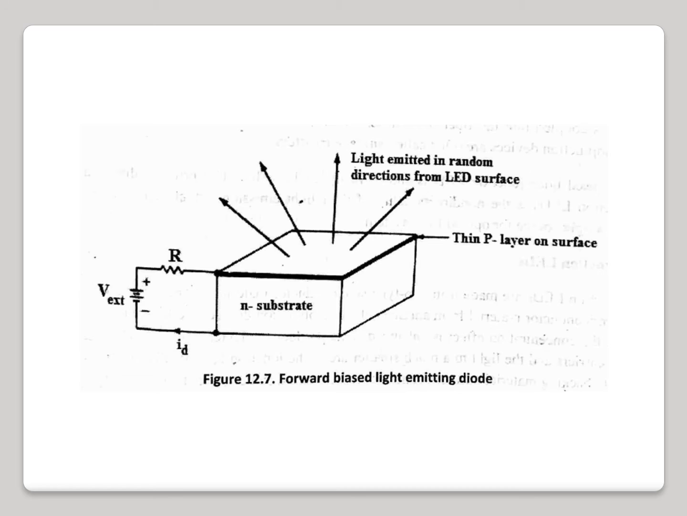LED is a p-n junction diode. It will work in the forward bias. So here a forward biased LED is shown in the diagram. The light is emitted in random directions from the LED surface. So the light will be spread from the LED surface and the light will not be directional in nature.